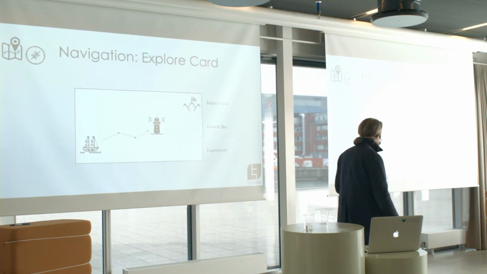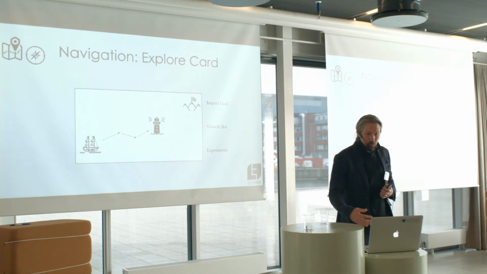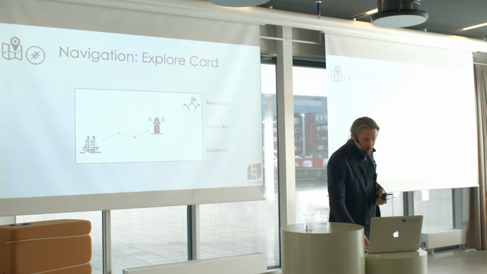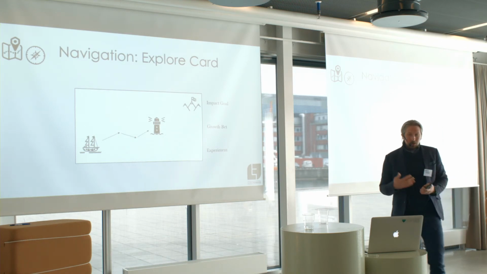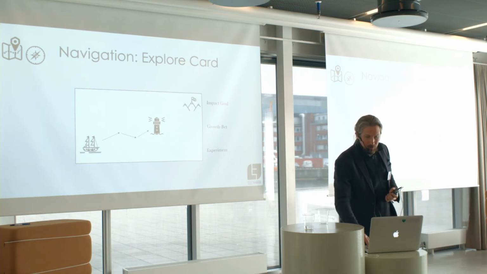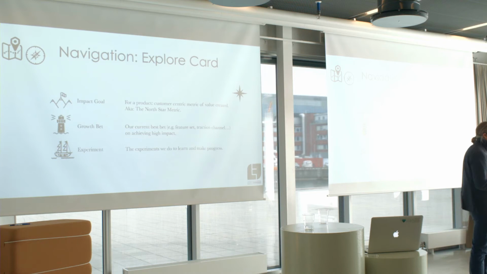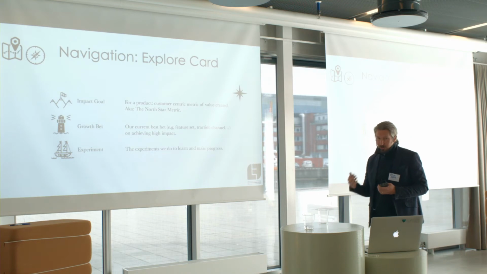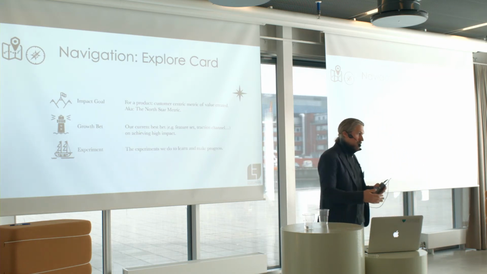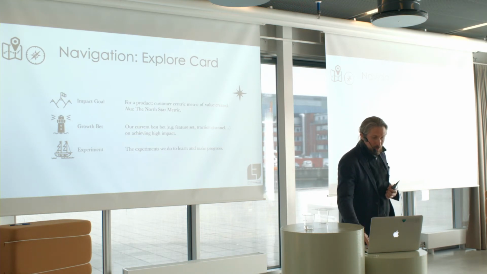And we've been using what we call an explore card to visualize this for our team, which is split up into three different goals. An impact goal, or this North Star metric, which is our business goal, our customer-centric metric of the value that we create. And our growth bet, which is our current best bet of achieving that goal. It could be if we work on this feature set, or if we work on this traction channel, that helps us achieve this goal. And then at the bottom, our day-to-day experiments that help us reach the growth goal.